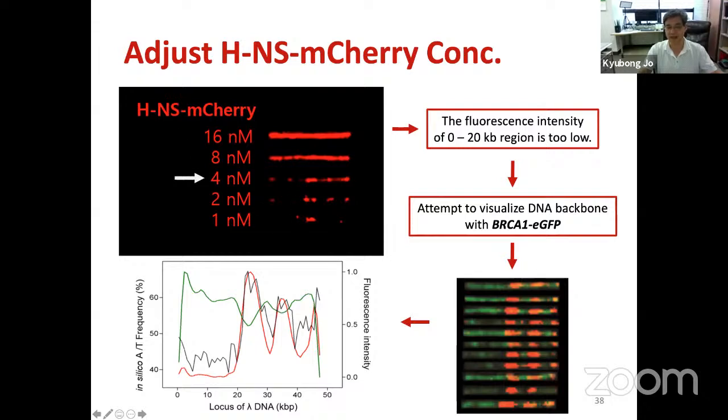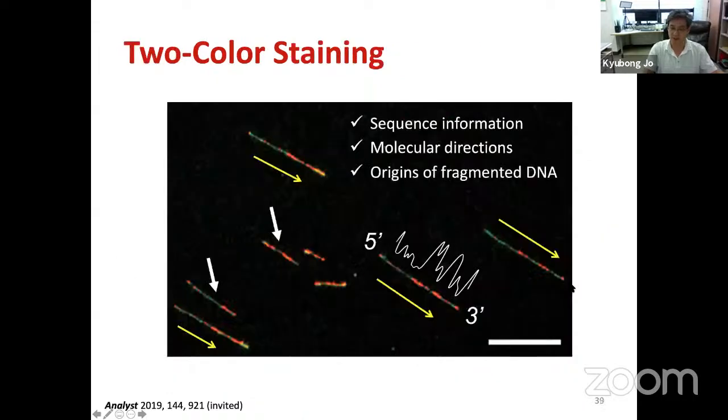Okay, after that, to compensate for the unstained region, we added BRCA1 EGFP. This is one of the results. So now we use two colors to get some sequence-specific information. And this two-color staining is so advantageous because now we can tell the direction of the molecules based on these patterns. And there are some fragmented molecules, and this fragmented molecule exactly matches this one.